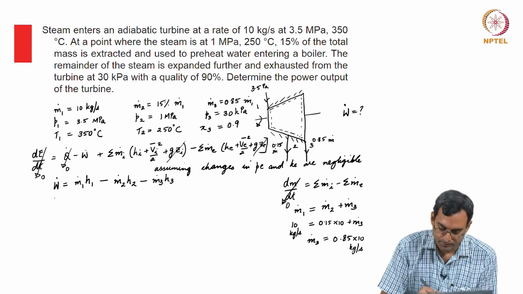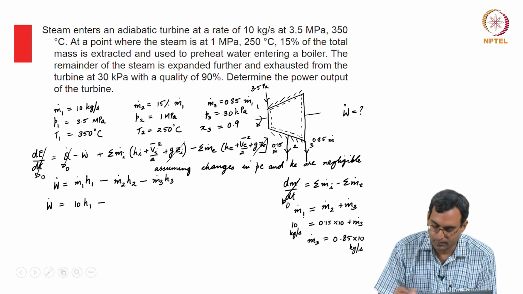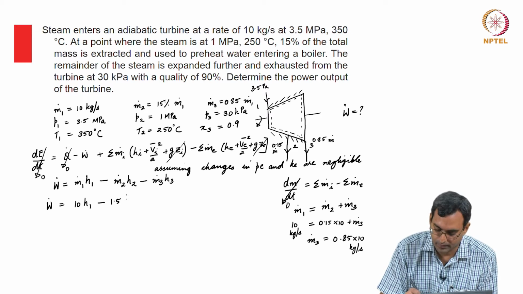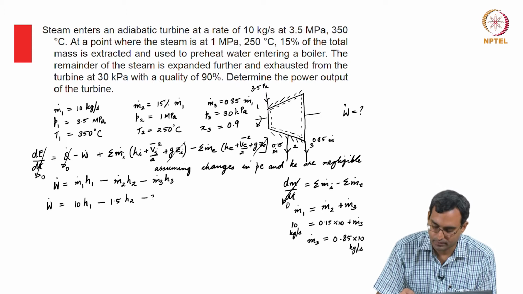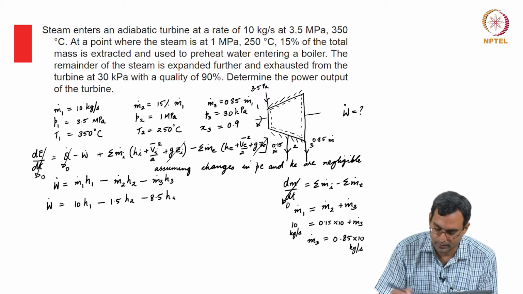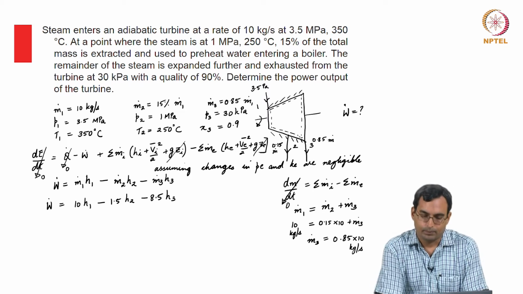So, now I can write this here. So, this is 10 kg per second into enthalpy at 1 minus m2 dot, which is 0.15 into 10, which is 1.5, H2, and this is this term here. So, 8.5 H3. So, I need to know the enthalpies at these points.